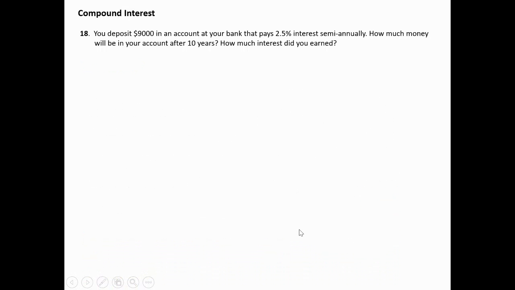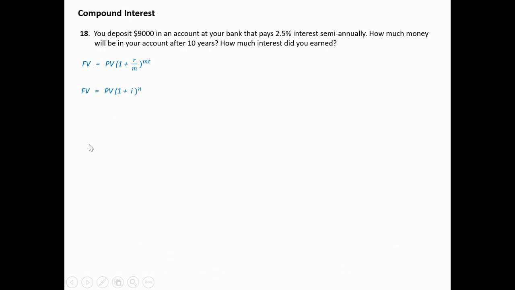Here's an example. 18. You deposit $9,000 in an account at your bank that pays 2.5% interest semi-annually. How much money will be in your account after 10 years? And how much interest did you earn? So let's put the formula down, which is this one, it's easier.